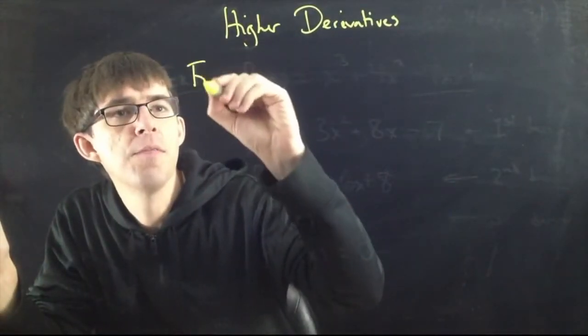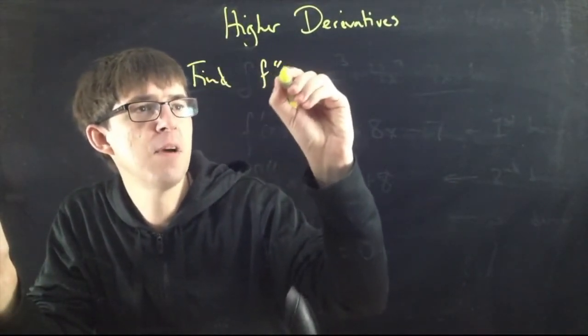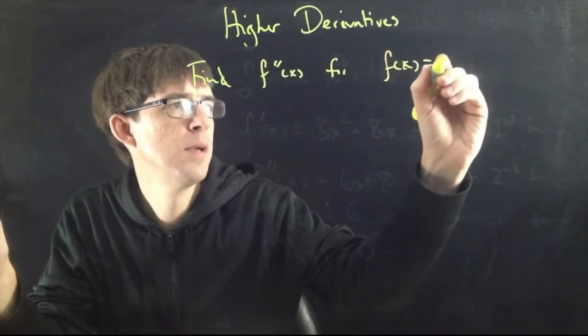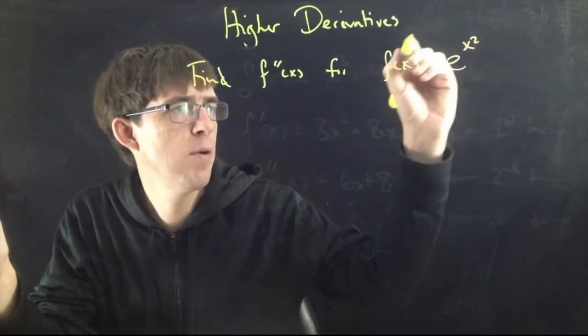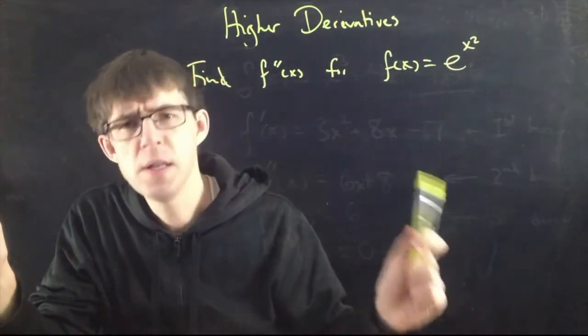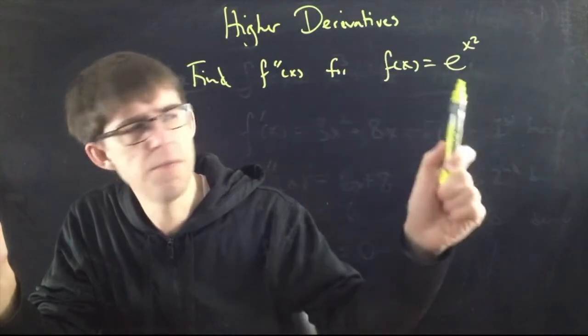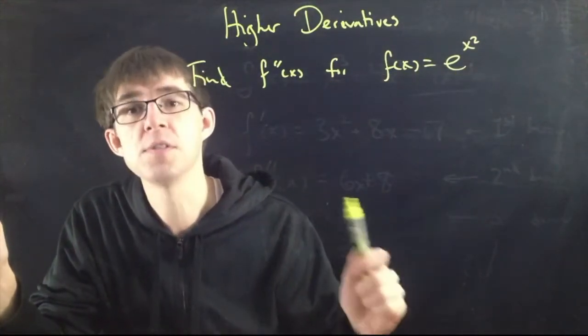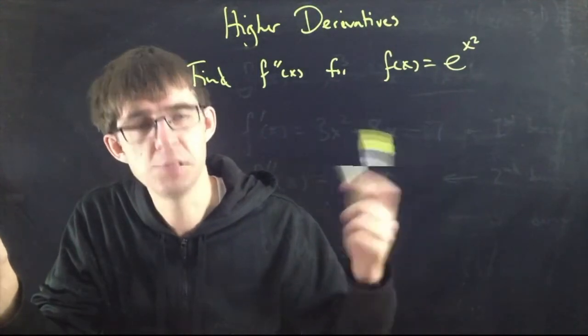Let's just try another one first. How about this? Find f double prime of x for f of x equals e to the power x squared. Now, I gave you the original function. Actually, there is no way to immediately compute the second derivative from here. Really, the way you do this is first you find the first derivative, and then you take the derivative again.